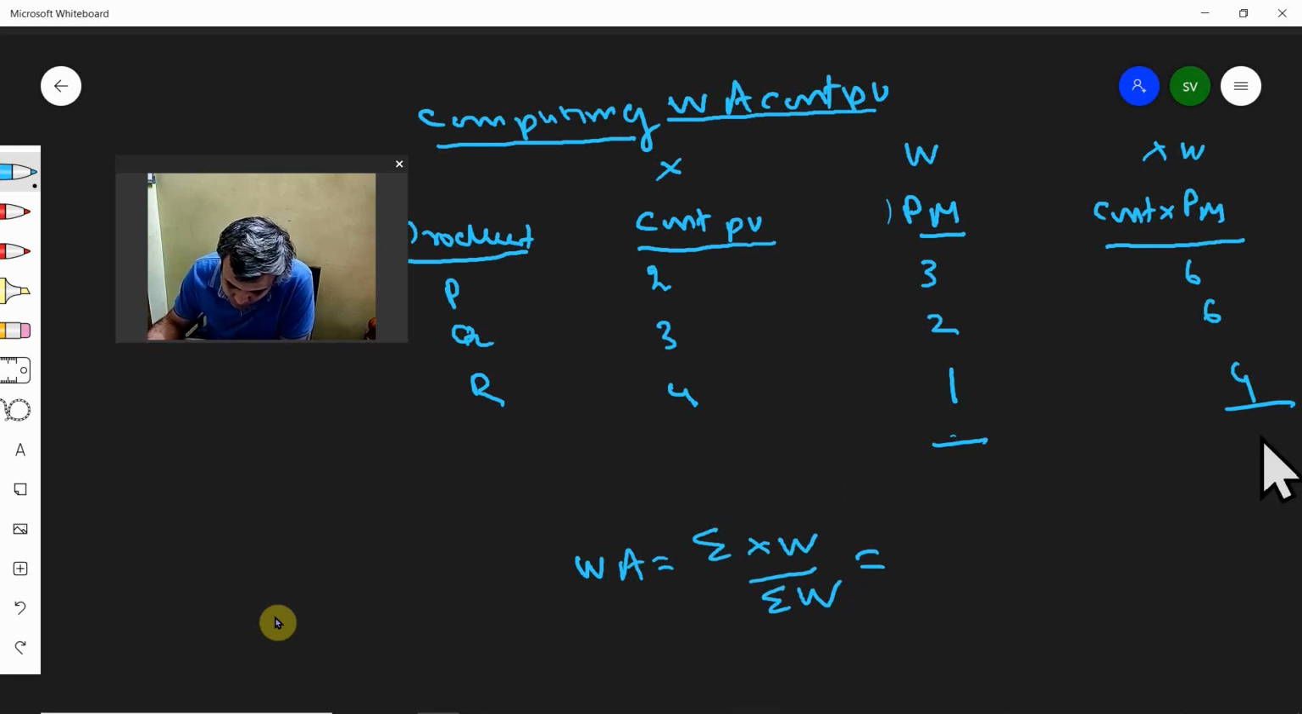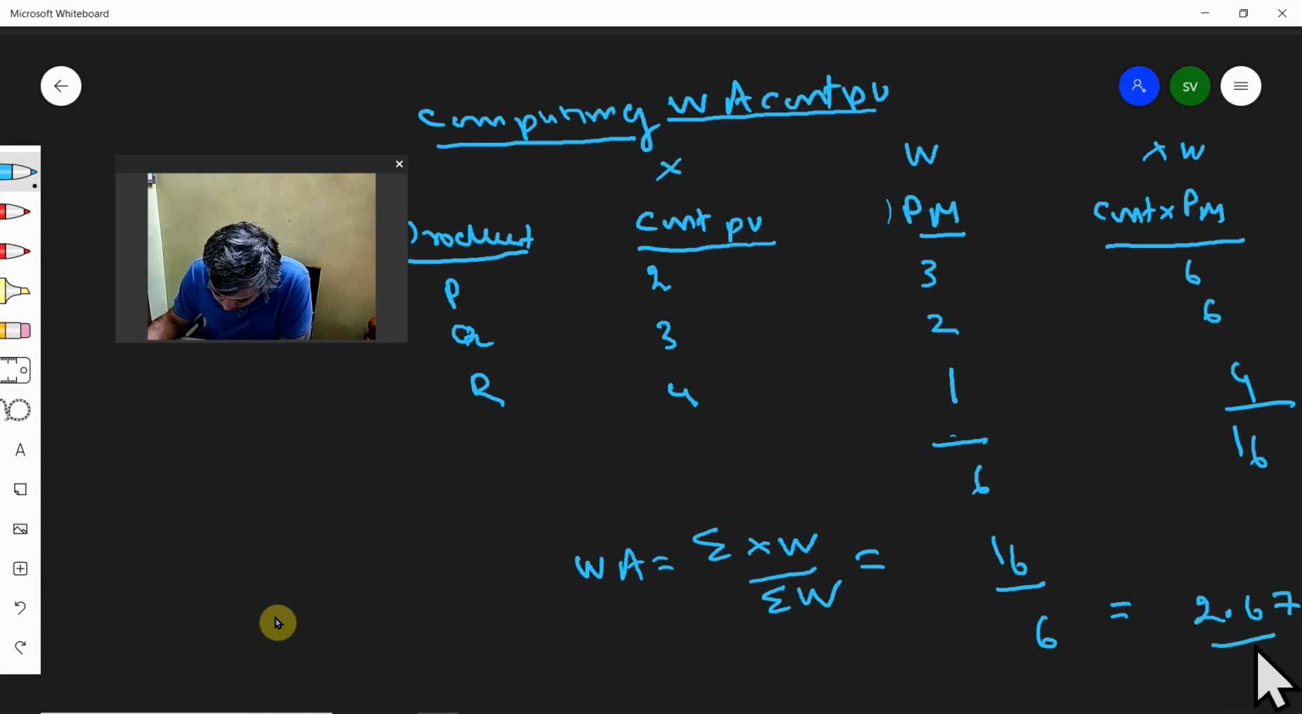So total here is what? 6 plus 6, 12 plus 4, 16. Sigma xw is 16 by sigma w, which is 3 plus 2 plus 1, 6. So it will be 16 by 6, right? So I think it's 2.67, 2 times 12 and 2 by 3. So 2.67, right? So weighted average, this is how we calculate.